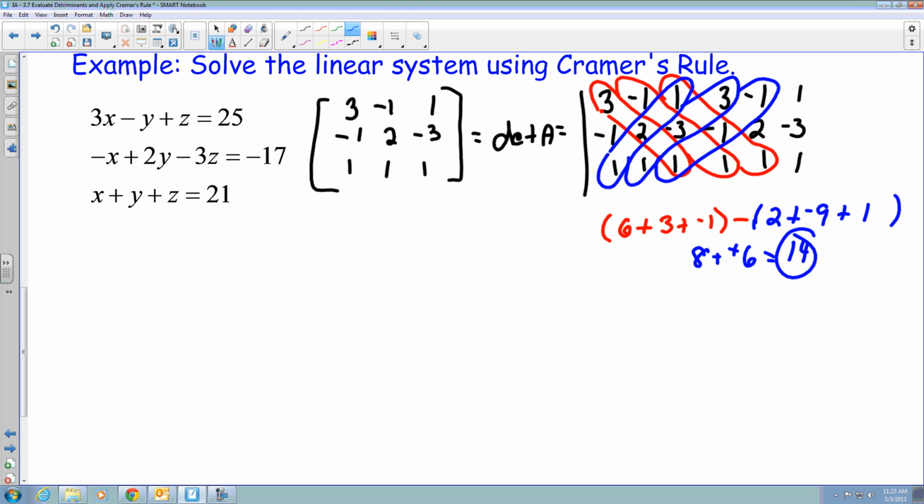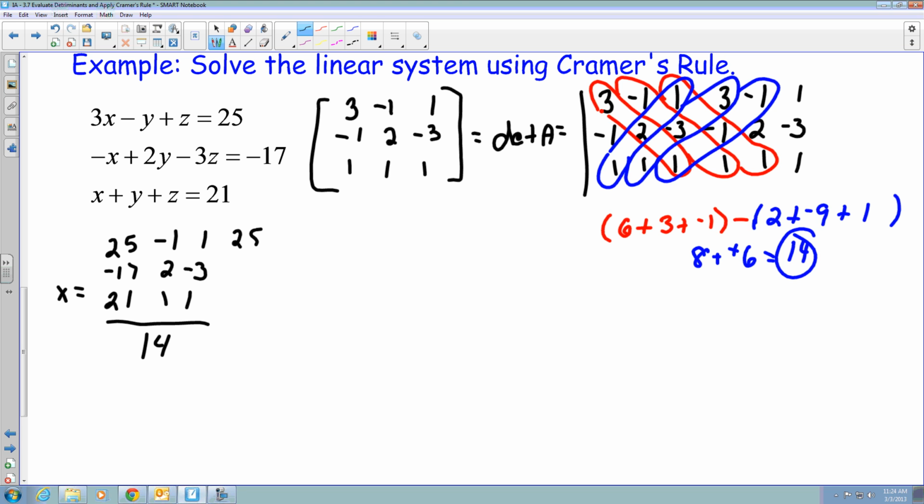So let's say I'm going to try to solve for x here, which means that I need to find the determinant of the matrix with my constants in my x column. So that's going to give me 25, -17, and 21, which are my constants, and then I just rewrite the rest of them. So it becomes -1, 1, 2, -3, and then 1 and 1. And then all of this gets divided by 14. So what I'm going to do is I'm just going to repeat this.